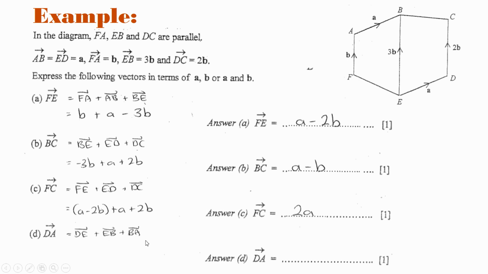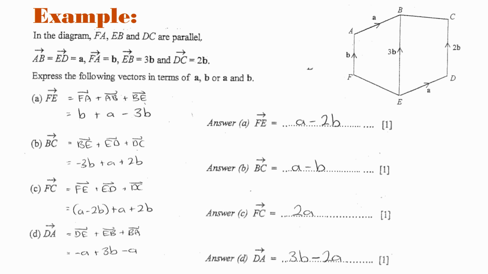So DE is against the arrow, so minus A plus 3B minus A. Combine your like terms, what would this become? That's right, you'll get 3B minus 2A. It's pretty cool.